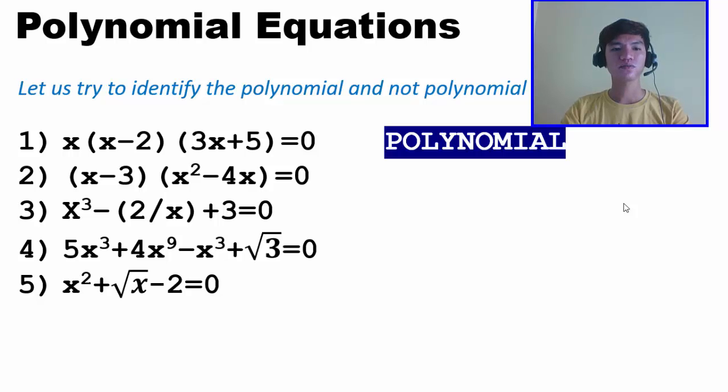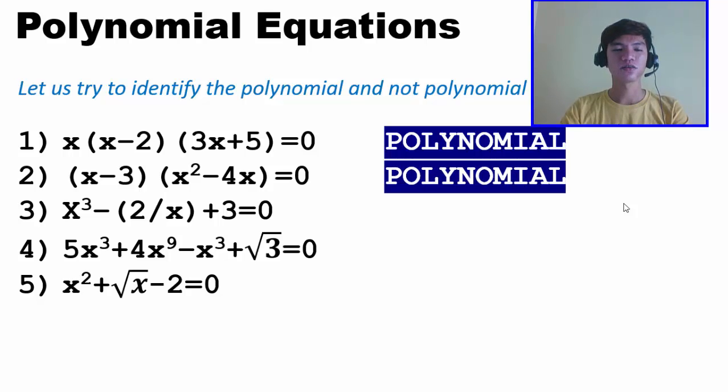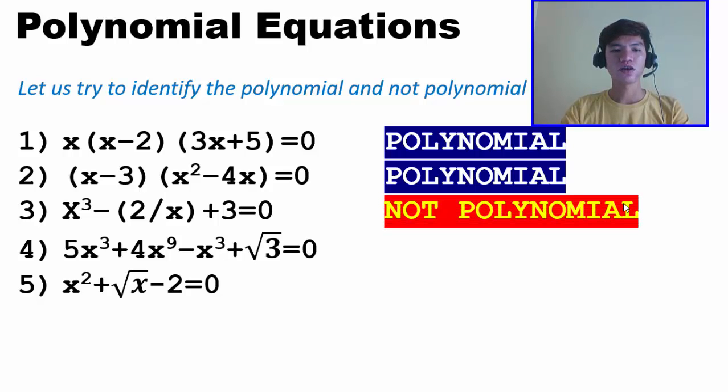Second one, x minus 3 times x squared minus 4x equals to 0 is a polynomial also. X cubed minus 2 over x plus 3 equals to 0, not polynomial, because of the second term having variable in the denominator.